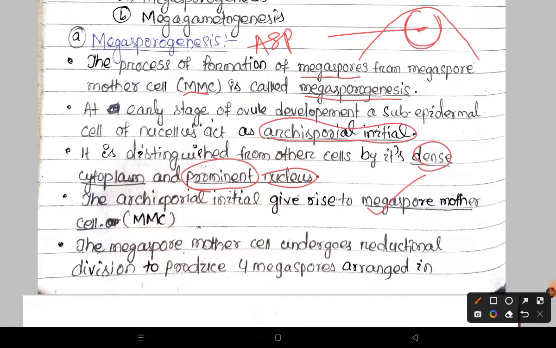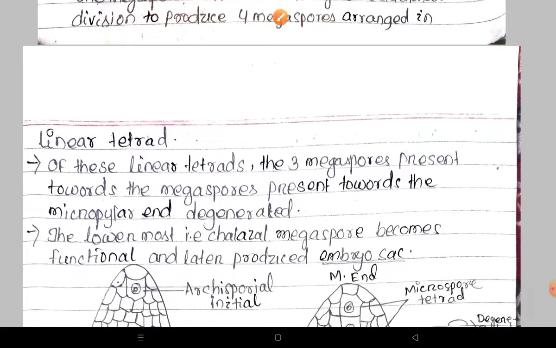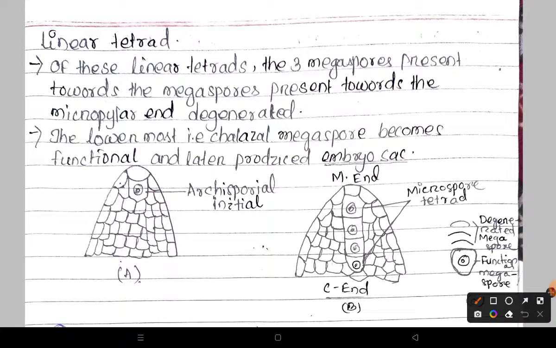The archesporial initial is then converted to the megaspore mother cell. The archesporial initial is diploid, and the megaspore mother cell is also diploid. Then the megaspore mother cell undergoes reductional division or meiosis to produce 4 megaspores arranged in linear order. Since four cells are produced, it is called a linear tetrad.